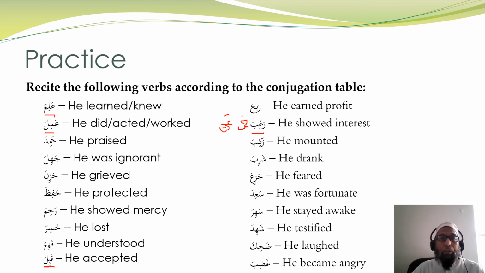So I would like to conclude. To summarize, what we covered in class is the past tense verb on the pattern of fa'ila, like alima and amila and hamida and sami'a. And we covered the whole conjugation table from beginning to end. And this concludes part 4 of our Arabic of the Quran class.